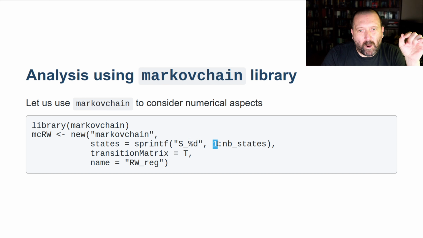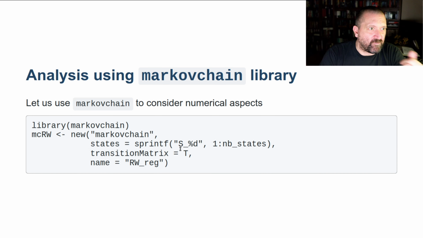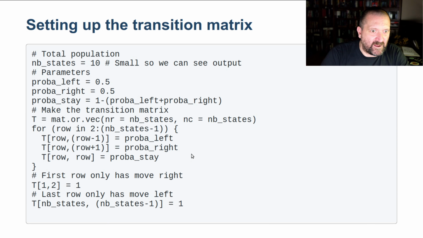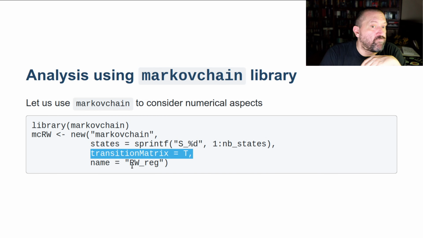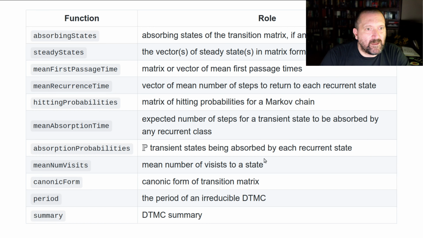a placeholder for an integer. And the integers I'm going to replace %d by are the numbers from 1 to the number of states. Okay, 1 to 10 here. So that the names of the states are going to be S1, S2, S3, etc. up to S10. The transition matrix I specify as this matrix T that I just made. And I'm just going to give it the name random walk regular.